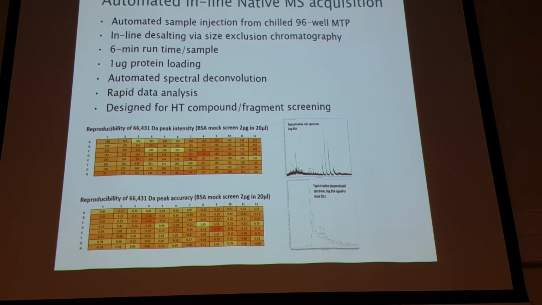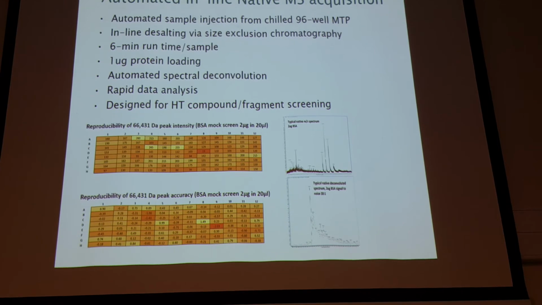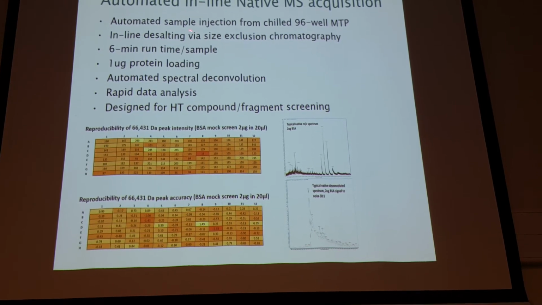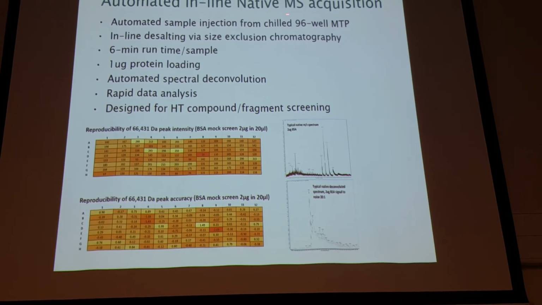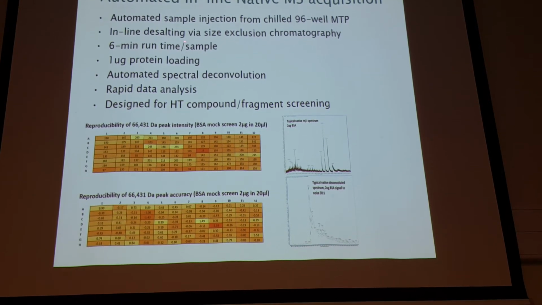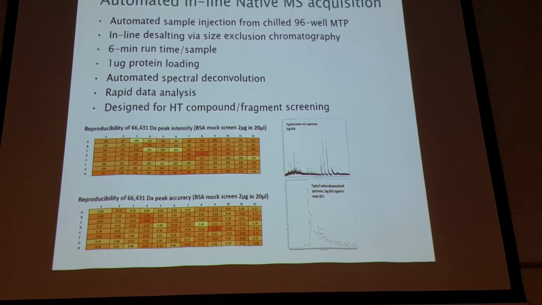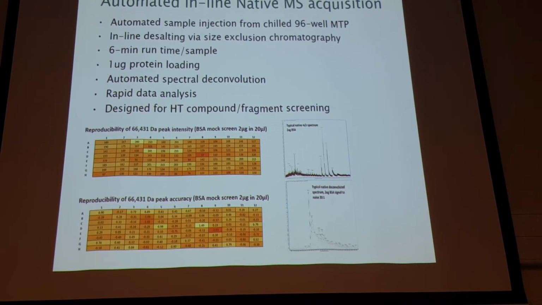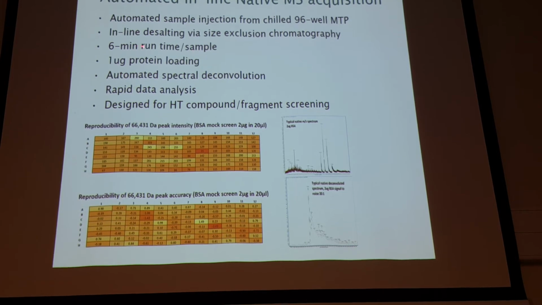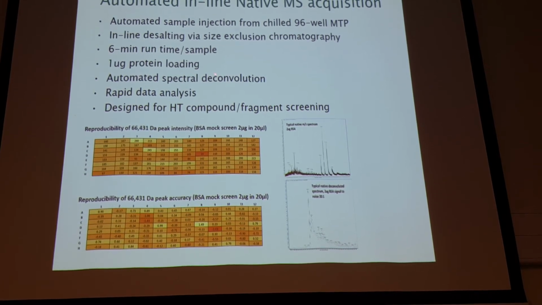Here's an example of automated inline size exclusion mass spec. This can work from a 96-well microtiter plate. The desalting is inline by size exclusion chromatography. Runtime is 6 minutes per sample. It's automated. There are multiple advantages. One is that you can automate it. Another advantage is you can get away with loading a lot less protein.